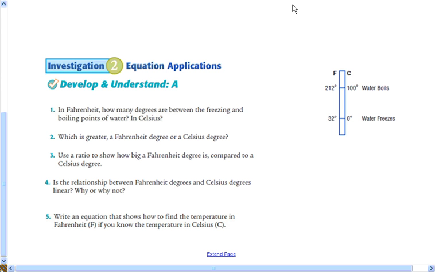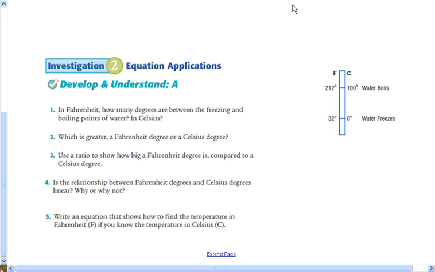We're going to split this lesson into two parts to make it a little more manageable. So what we're going to do is learn how to apply equations. We're going to be creating equations and then using those equations to solve problems. This first one is about finding an equation to convert from Fahrenheit to Celsius and Celsius to Fahrenheit.